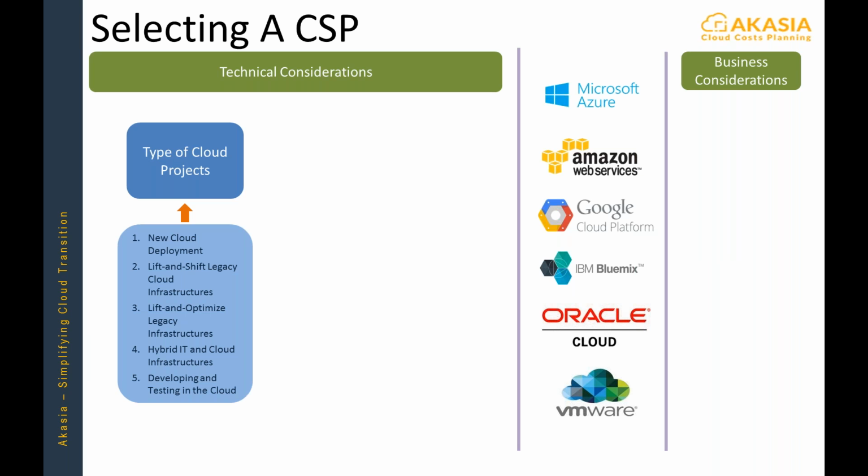So first and foremost, it really starts with the type of project that you are thinking about for the cloud project. It could be new development, it could be a lift and shift for existing infrastructure, or it could be a lift and optimize of an existing legacy application infrastructure, or it could be hybrid infrastructure, or you're just doing development and testing in the cloud as well. Each of these has an impact on what kind of cloud you're looking at.